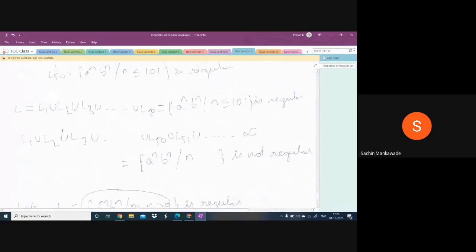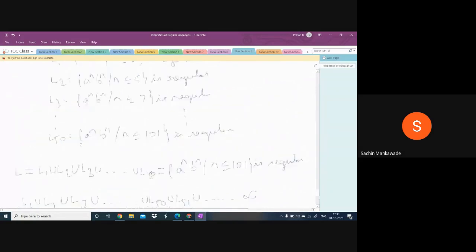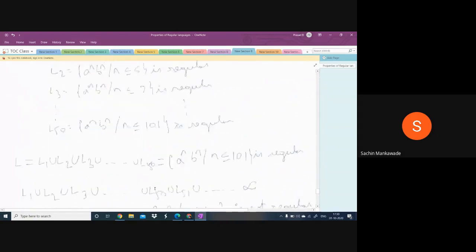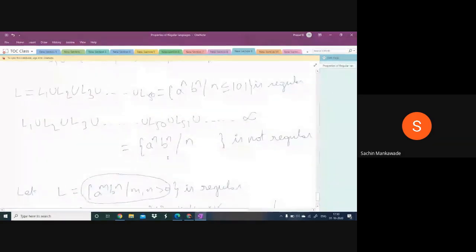Here, the same language, I'm taking L1 union, L2 union, L3 union. This is L50. If I take union of 51, 52, 53, and so on, infinite, there will be an infinite number of languages like L1000, L2000, L1 lakh. Then what will be the union of all these languages? This is L1, this is L2, this is L3, L4, L50, and so on, 51. Then what will be the language?